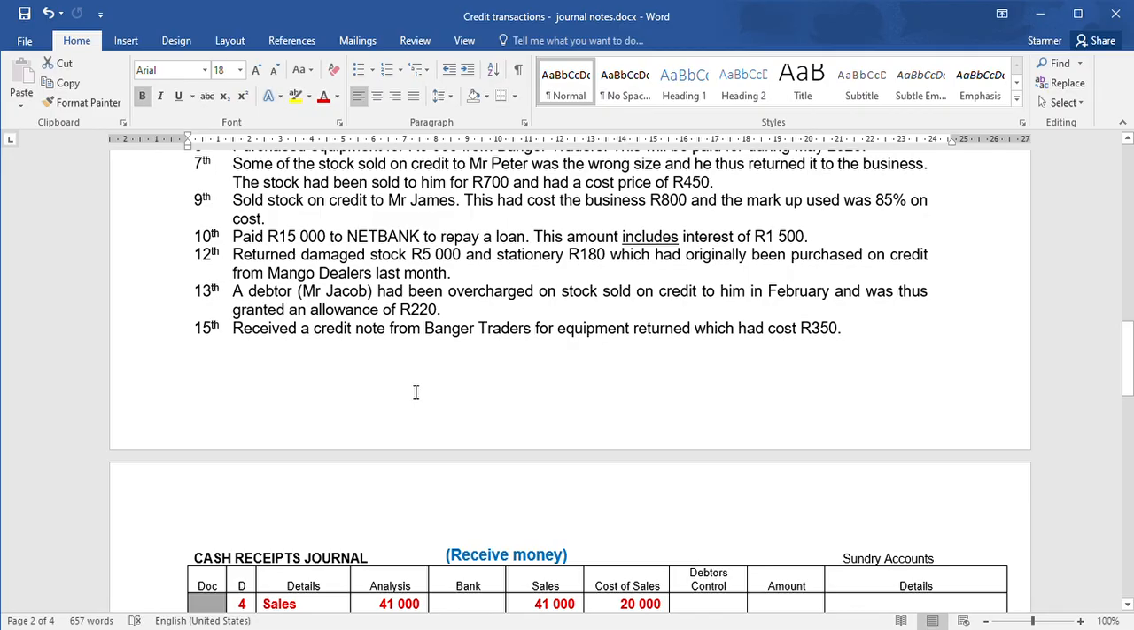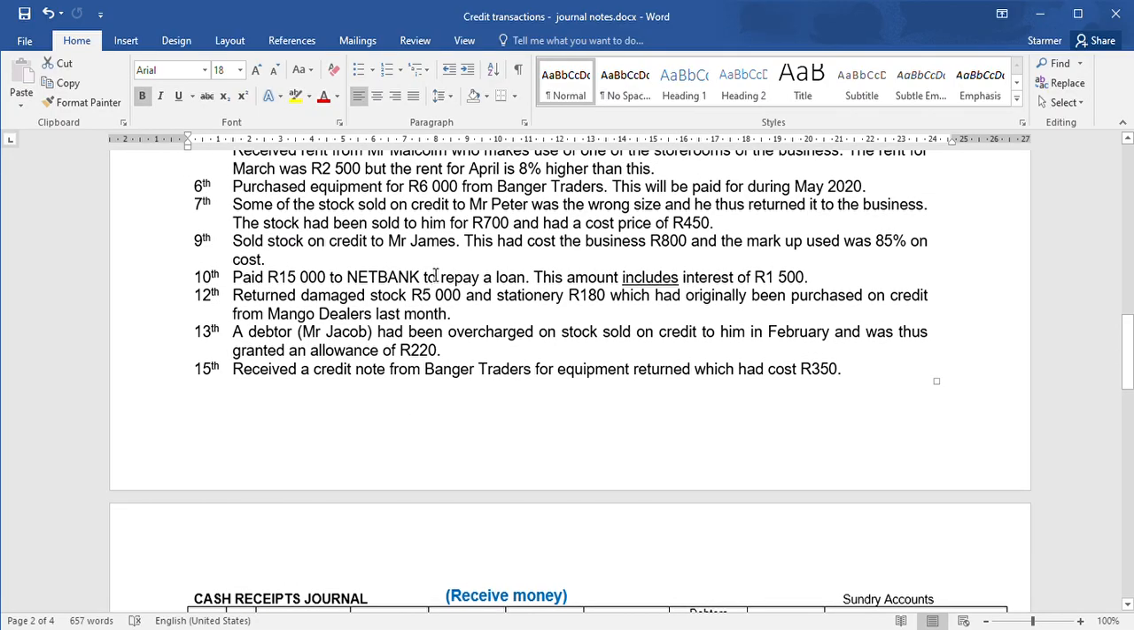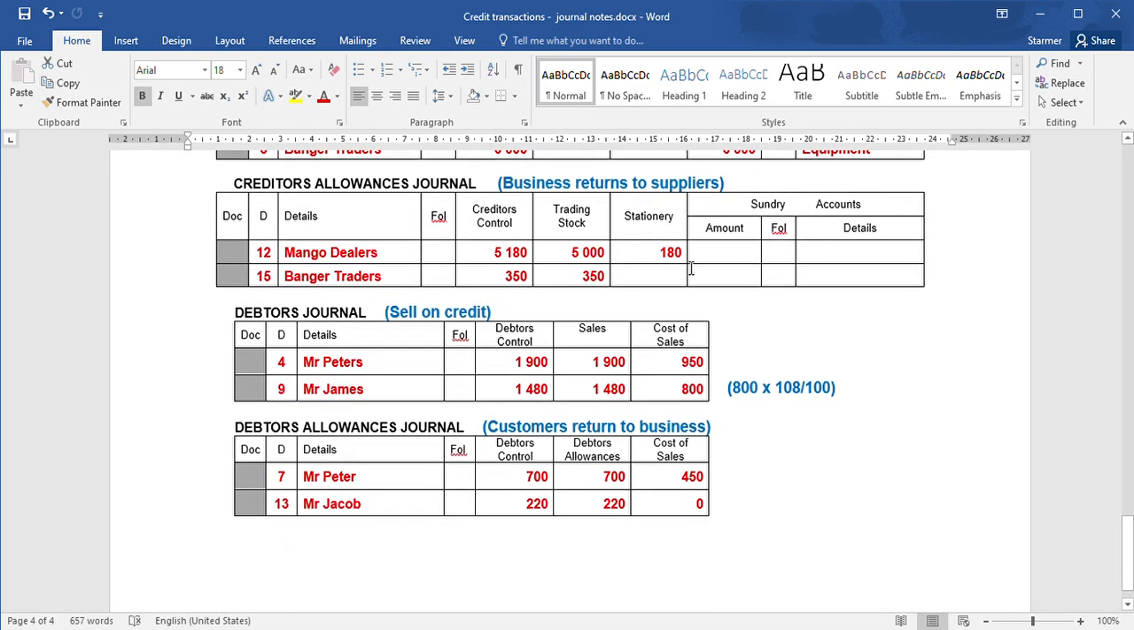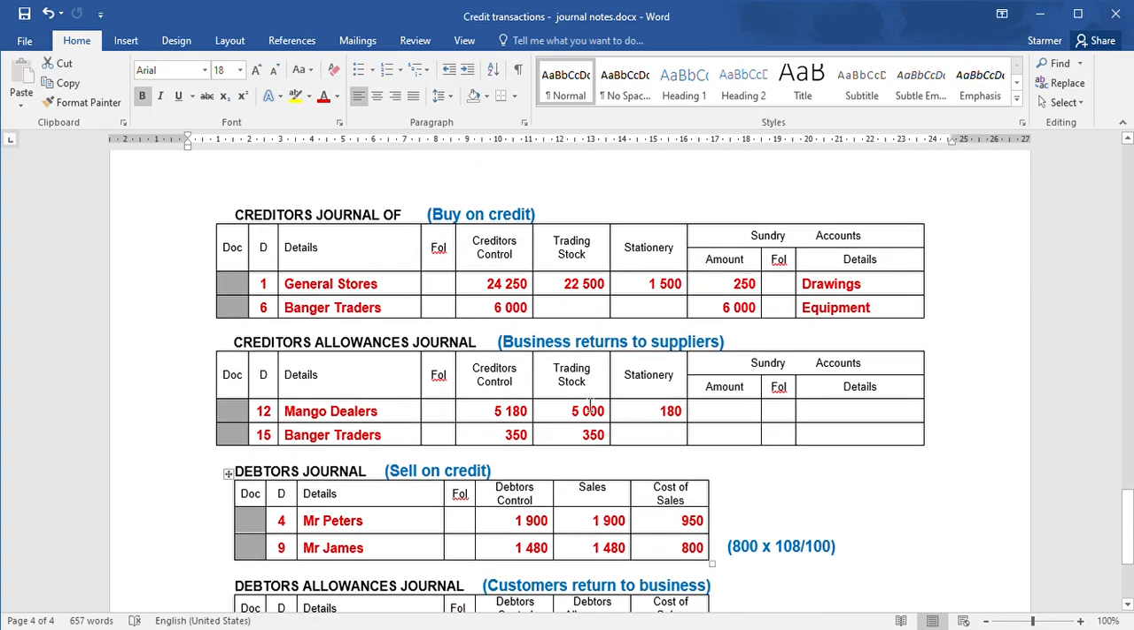Okay, then the next one, sold stock on credit to Mr. James. This had cost the business 800, so they're giving you your cost of sales figure here, and the markup's 85%. So to calculate the amount here, you're going to take the 800 and you're going to multiply it by 108 over 100, and that's going to give you 1,480, which is your sales amount. Right, moving on.